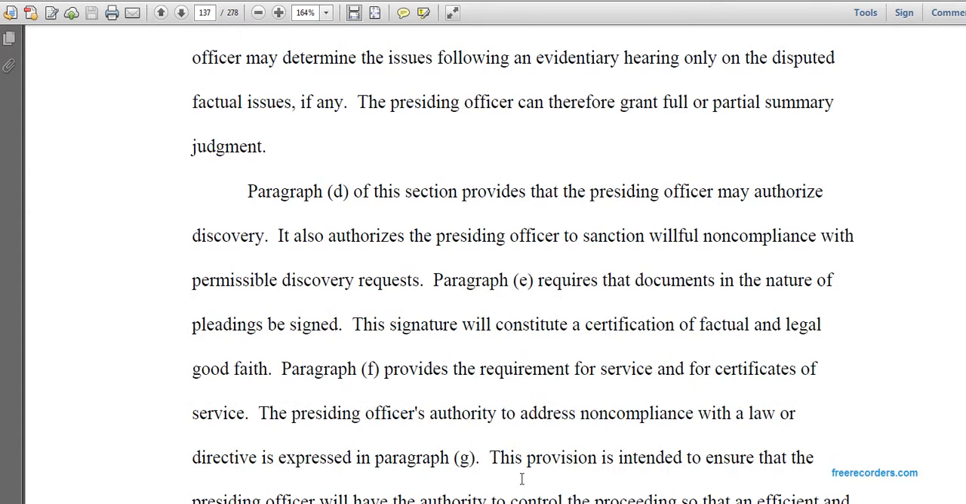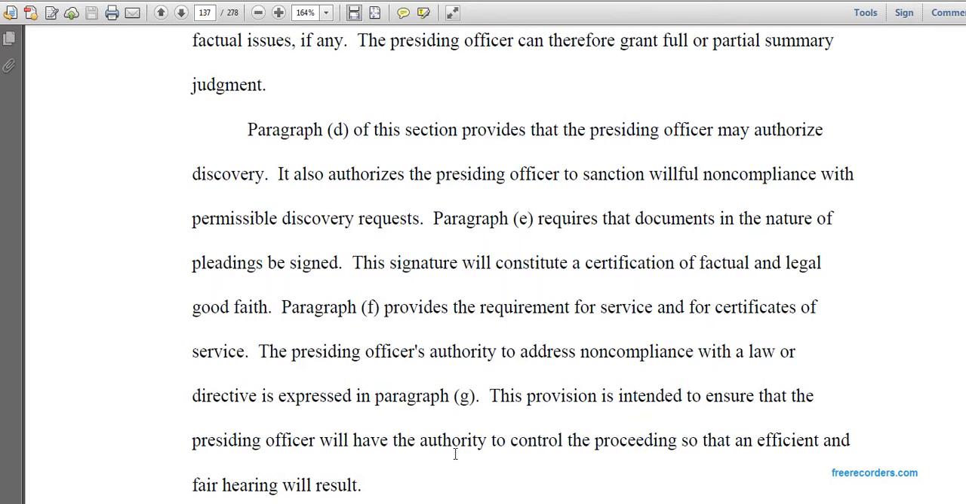Paragraph D of this section provides the presiding officer may authorize the discovery, and authorizes the presiding officer to sanction willful noncompliance with the discovery request. Paragraph E requires the documentation of the nature of the pleadings, and the signature will constitute certification of factual and legal good faith. For paragraph F, the requirement for the service of certificates of service, the presiding officer has the authority to address the noncompliance with the law and the directive to express.